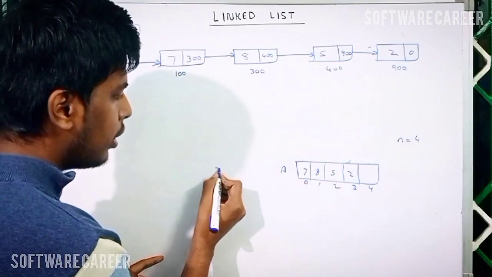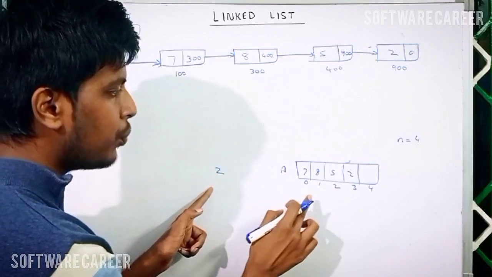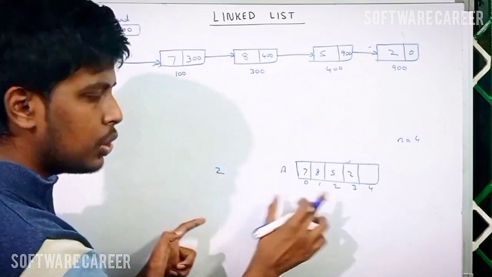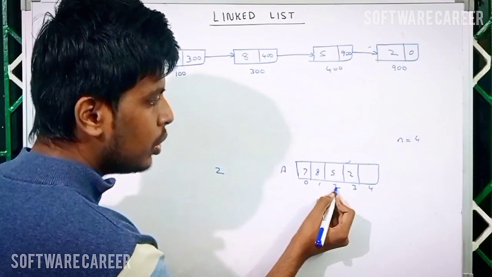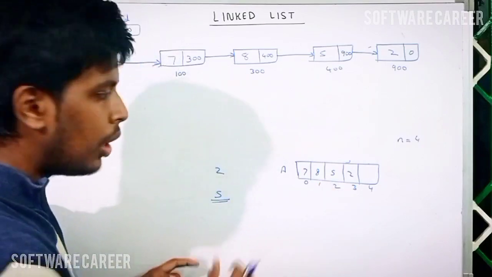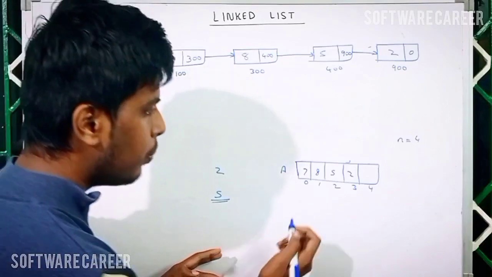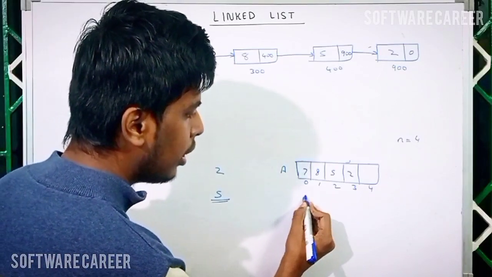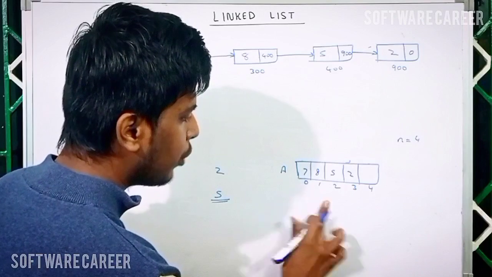Suppose you have written 2. That means you have to find the element present at index 2. So the index is 2, and the element present here is 5. So it should return 5. So how long does it take in an array? The process is, it uses the array address formula. Now it finds the address.